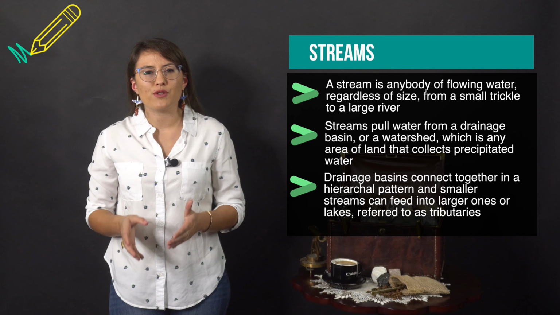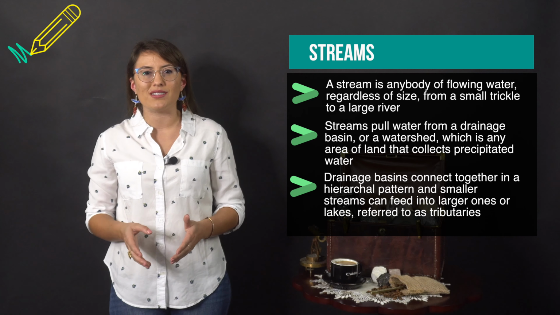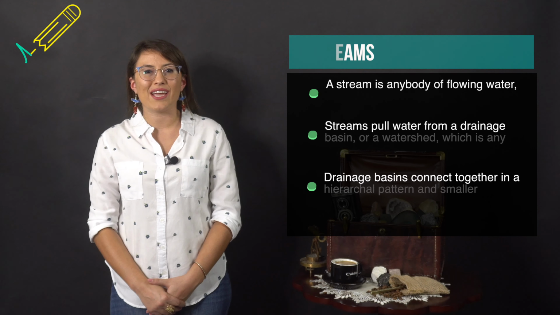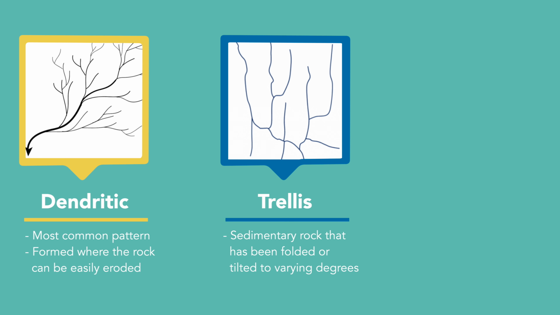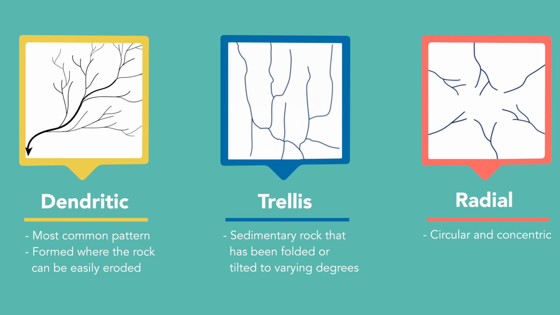There are varying types of drainage patterns, with some common ones being dendritic, trellis, and radial. The most common pattern is dendritic and resembles that of tree roots. These patterns are formed where the rock can be easily eroded and typically consists of granite, volcanic rock, sedimentary rock that has not been folded. This differs from a trellis pattern, which is a result of sedimentary rock that has been folded or tilted to varying degrees, where radial drainage patterns are circular and concentric.